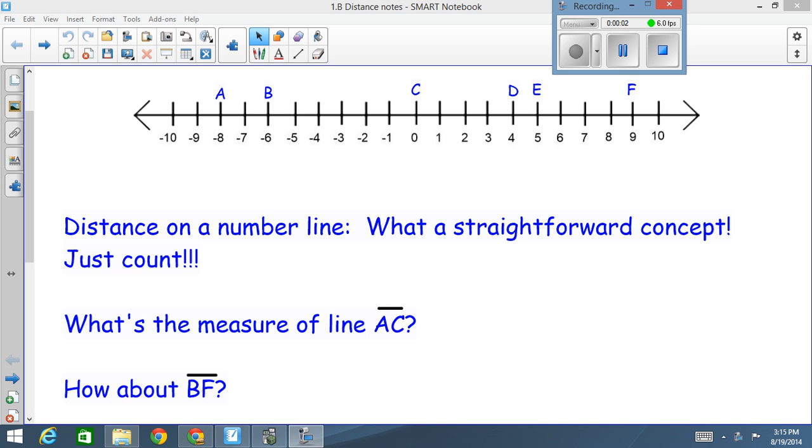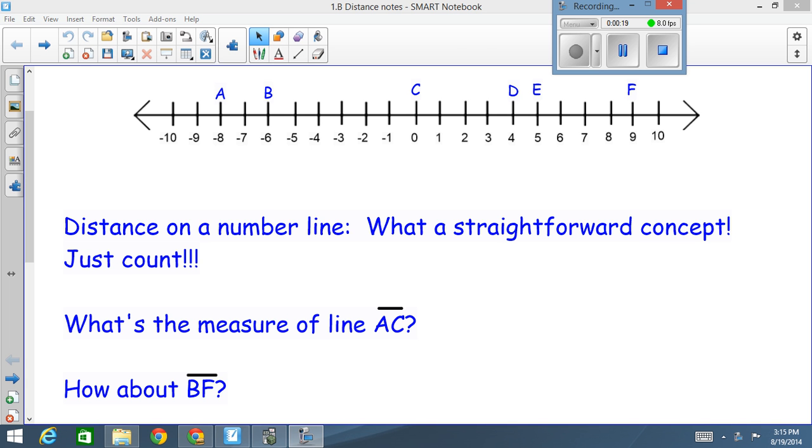Okay, one last thing we're going to talk about here before we wrap up the first part of this unit and get ready for a quiz is distance. Now we're going to be talking about one-dimensional distance for a little while, on the number line. It's a straightforward concept. All you have to do is count.